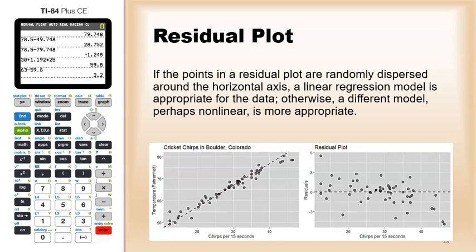Now, if the points in the residual plot are randomly dispersed around the horizontal axis, so if your points look more or less like a horizontal band, then a linear model is appropriate for the data. Otherwise, a different model, perhaps even nonlinear, is more appropriate. So in this case, I draw the line. You can see that the points are randomly above and below. This is something you'd expect to see for a good residual plot. This is what we expect to see if the line is going through the points pretty well.